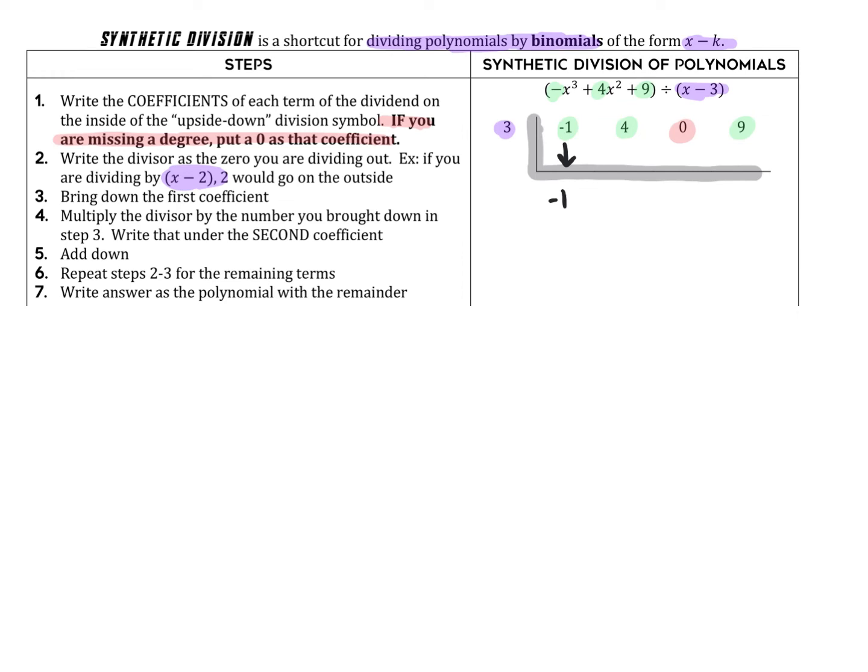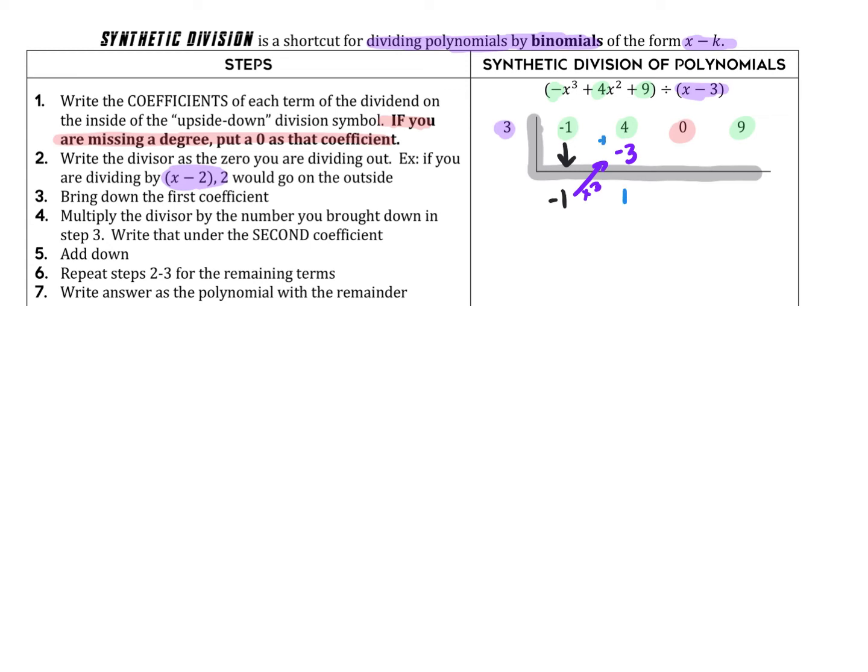Now what we do is we take our purple number, our 3, and we're going to multiply it by this number down here. We're going to multiply it by that 3 and rewrite that over here. So 3 times -1 is -3. Then we're going to add going up and down. So 4 plus -3 is going to be 1.